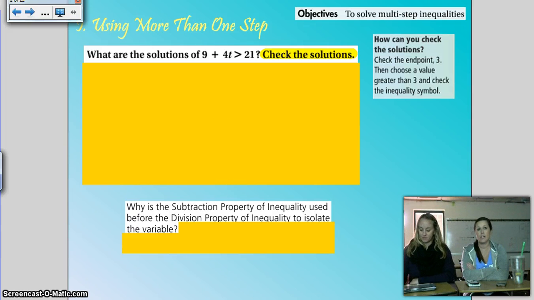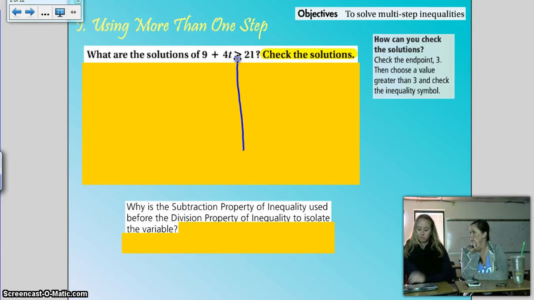What are the solutions of 9 plus 4t is greater than 21? And you're wanting us to check the solutions. Okay, so this is where we can make that straight line again. It's just like we've been doing. It all ties together. We don't do anything different, we just do the same thing over and over.